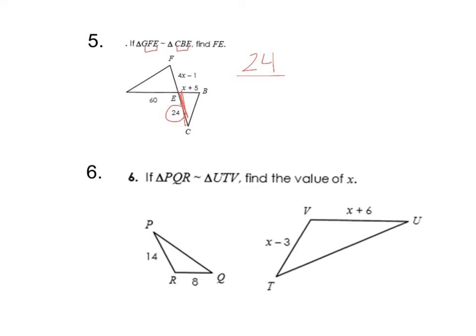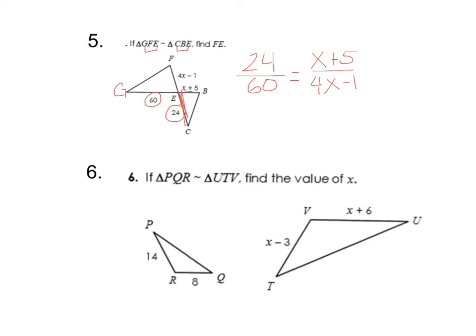GE. Where's G? Oh, this must be a G. It got cut off. GE is going to be the 60. So we have to go with the 60, right? Equals, now 24 I started with on a little triangle. So that means I have to have the x plus 5 on top because those are on the same triangle. And then 4x minus 1.